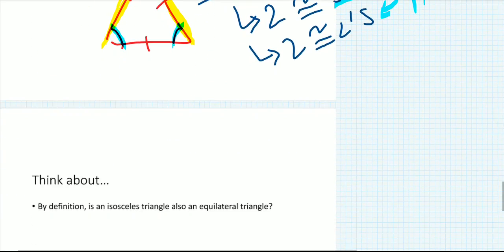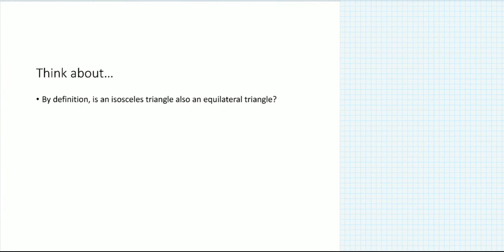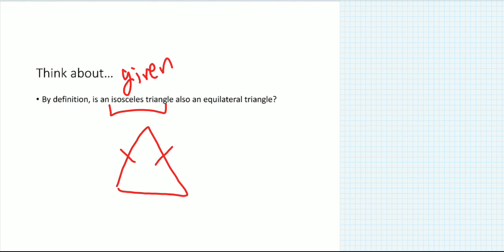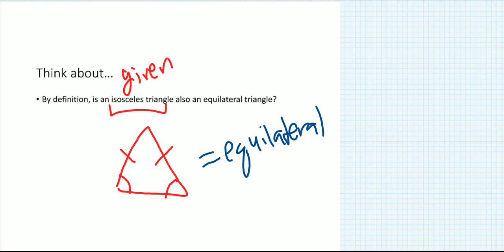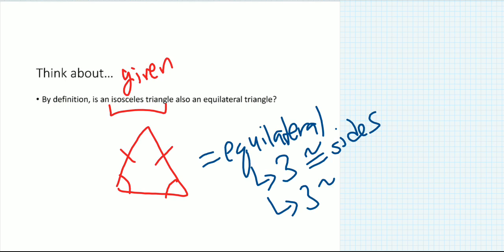Now for the next part, I'm basically just going to switch it. So now I'm saying you have an isosceles. Does that mean you also have an equilateral? So I'm going to draw my given, which is an isosceles. Now the question is saying, is this also equilateral? Notice how all I did was change the position of the two words. That's all I did, but the question makes it very different. So equilateral, by definition, means you have three congruent sides, and also three congruent angles.